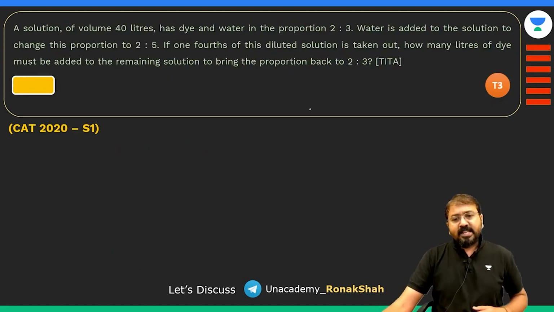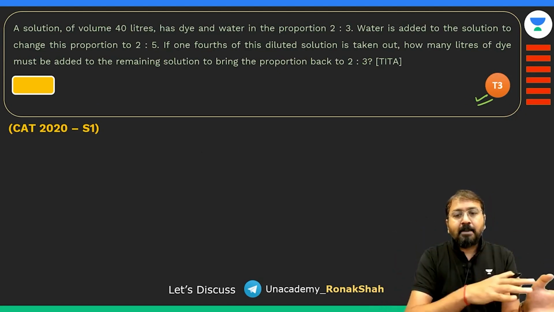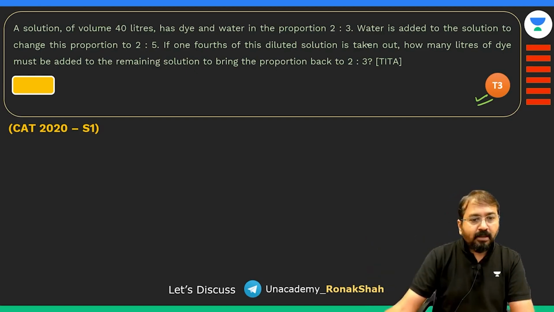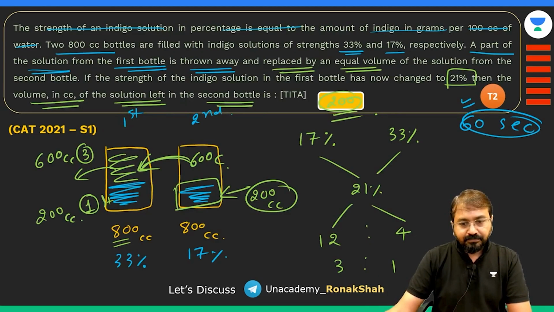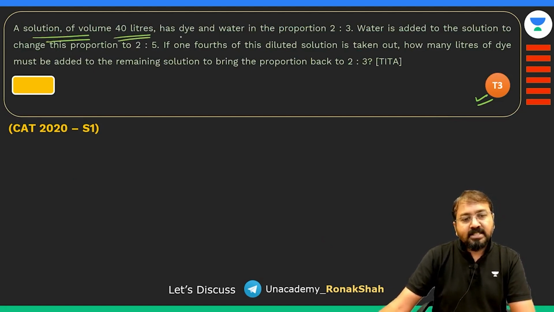Okay, so let's look at variety 3. What is variety 3? That we have a mixture, we are removing some part of that and we are replacing it with some pure solution. Okay. Right. So a solution of volume 40 liters has dye and water in the proportion 2:3.